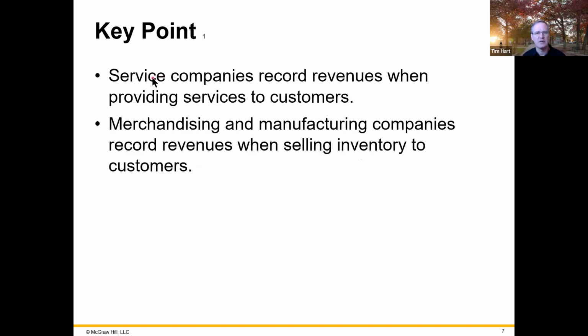So key point here: service companies record revenues when providing services to customers, which is mostly what we've been focusing on. And merchandising and manufacturing companies record revenues when they sell inventory to customers. And certainly a company could do both. Best Buy now, through Geek Squad, has that service component, right? So they're trying to branch into other types of revenue generation models in addition to just inventory. It doesn't have to be all one or the other.